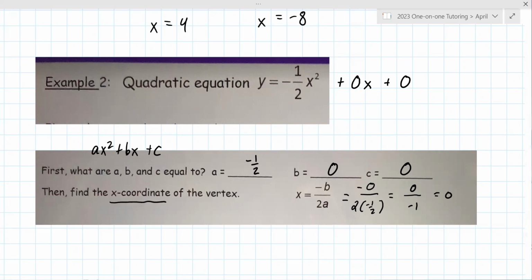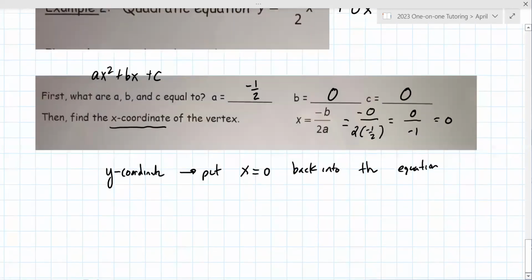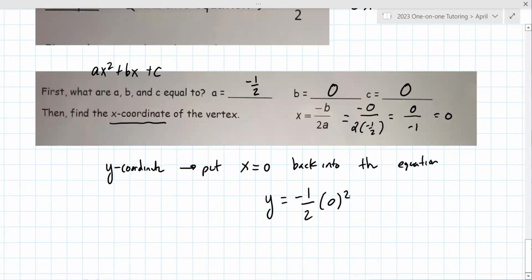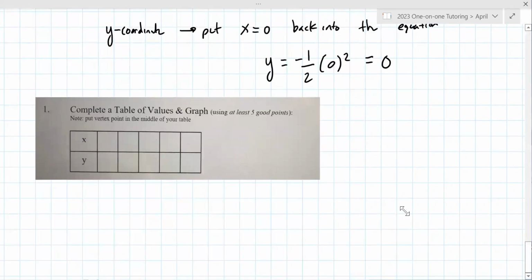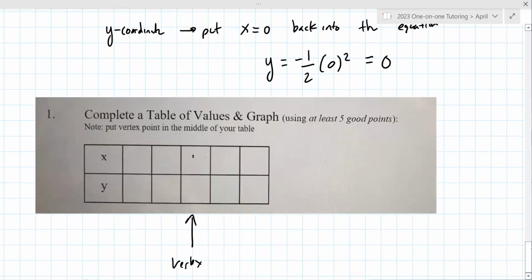Do you remember how to find the y coordinate of the vertex? I know it doesn't ask for that right here, but do you remember how to do that? Not clearly. So you put the x value of the vertex, in this case 0, back into the equation. So in this problem, it would be y equals minus 1/2 times 0 squared. So it'd be 0. Yes. And the reason you need that is for the table. You put in the table the vertex right in the middle. Okay, so always put the vertex right there in the middle.